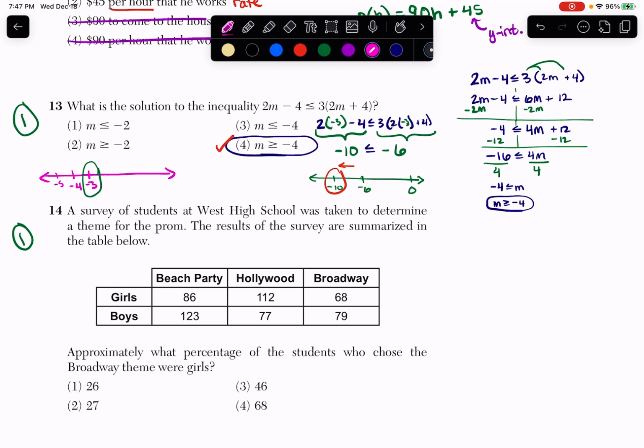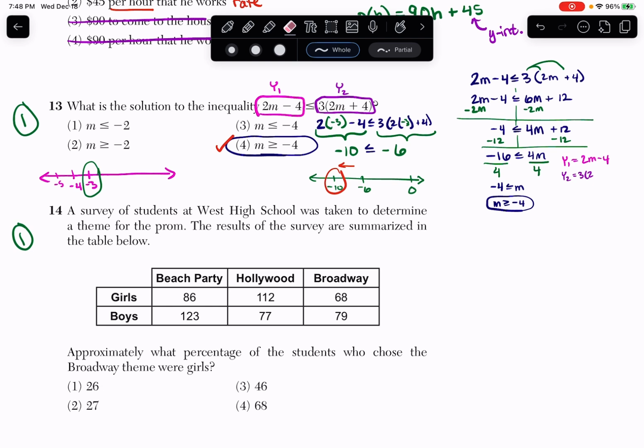I know my goal is to make the left expression less than the right expression. So what I'm going to do is type the left expression into y1. I'm going to type the right expression into y2. So in my calculator, I have y1 equals 2m minus 4. y2 equals 3 times 2.